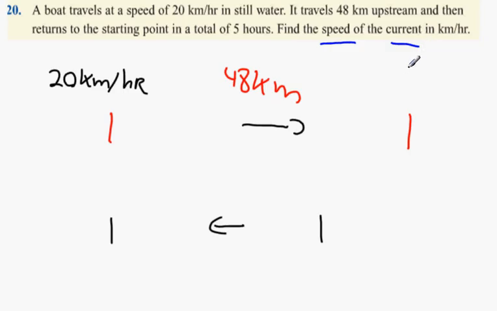If we don't know the value of something, what letter do we associate with it? X. We don't know it, so it's X. Where did 48 come from? 48 kilometers. Sorry.